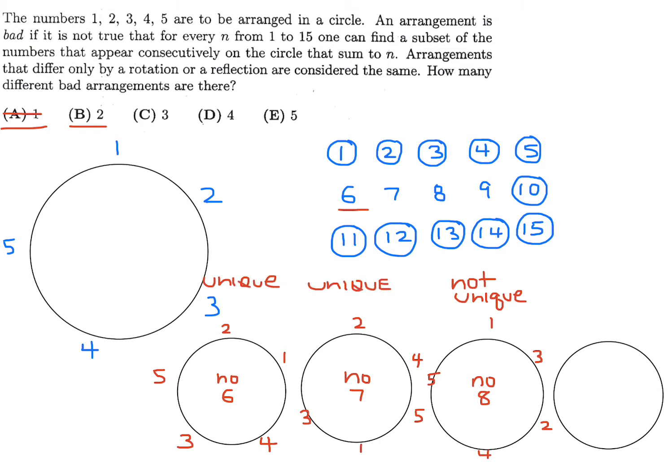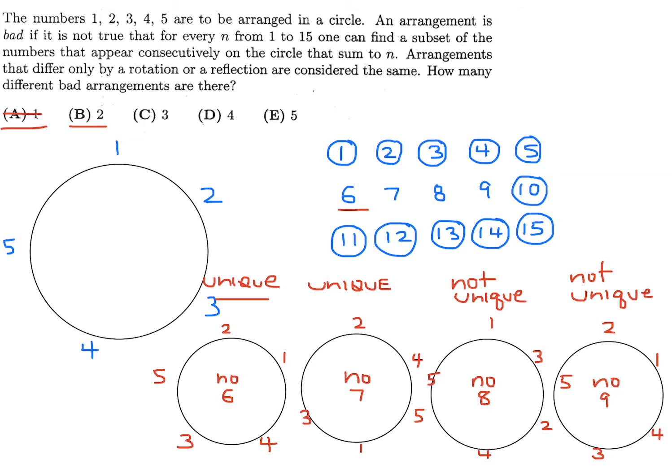Okay, so let's see the last one. No 9. And again, after you experiment and fiddle around, you will be able to make one as follows: 2, 1, 4, 3, and 5. You will see when the numbers are arranged like that, there's no way to get a 9. Well, 1, 4, 3, 5, 2 is the same as this one. So again, not unique.